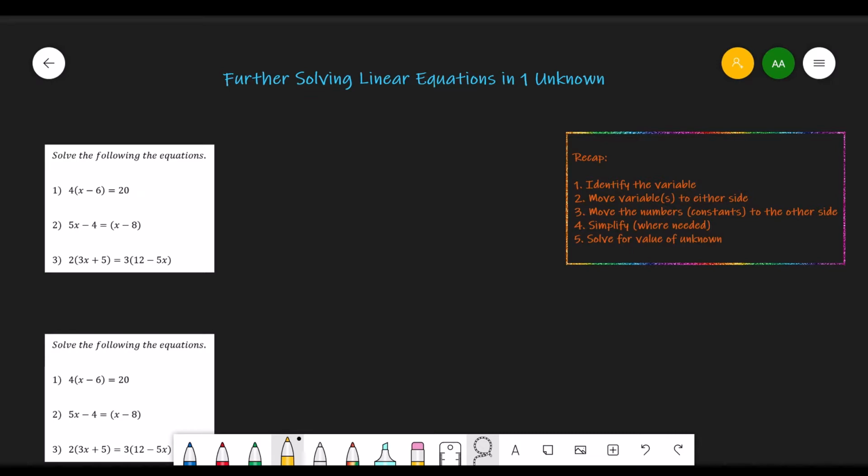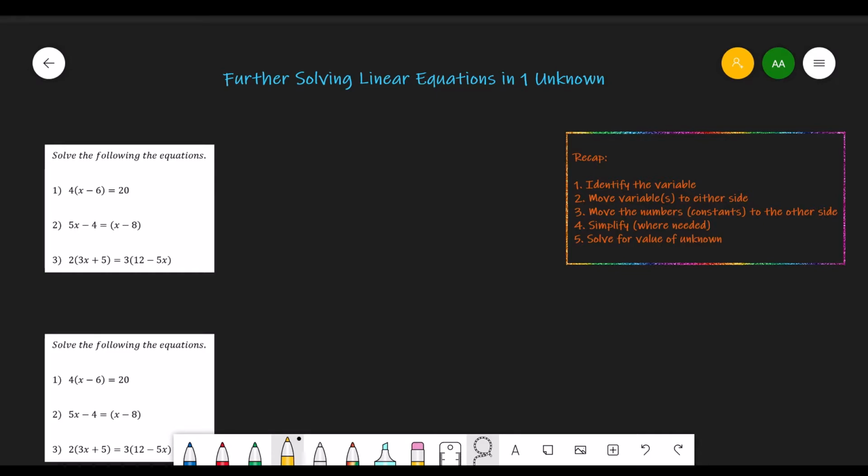So we start off by identifying the variable. In most cases, the variable should be your algebraic term of x, y, a, b, and so on. The next thing is you need to move the variables to either side. You can move it to the left or to the right. Which one is more comfortable for you? Usually we move them to the left hand side, but it depends on your situation.